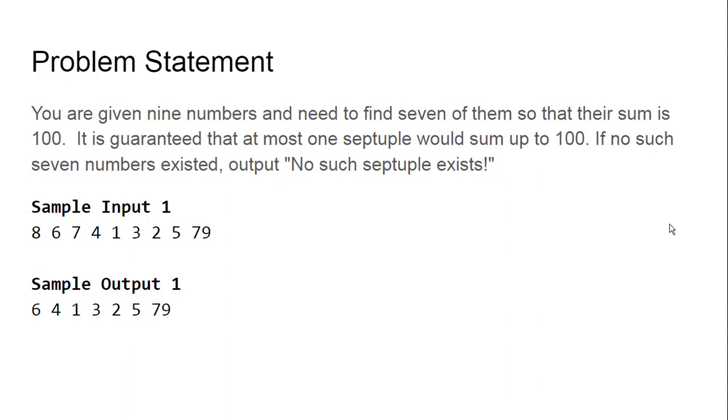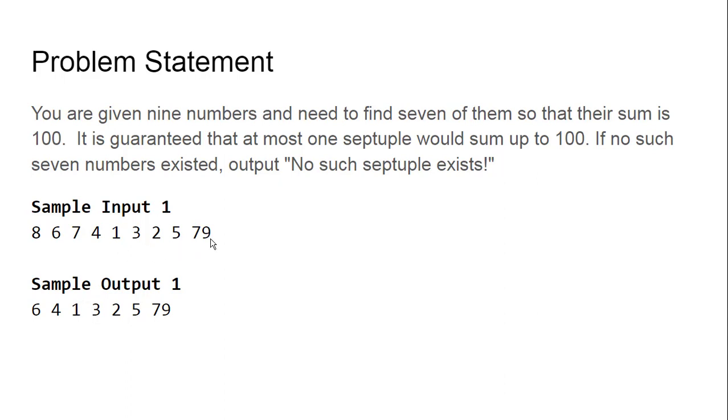You are given 9 numbers and you are asked to find 7 of the 9 numbers so that their sum is 100. And it's guaranteed that there is at most one such septuple. Septuple means a tuple of seven things. So there's either 1 or 0 such septuples that sum to 100. If there are 0, then you should output no such septuple exists. Otherwise, you output the septuple.